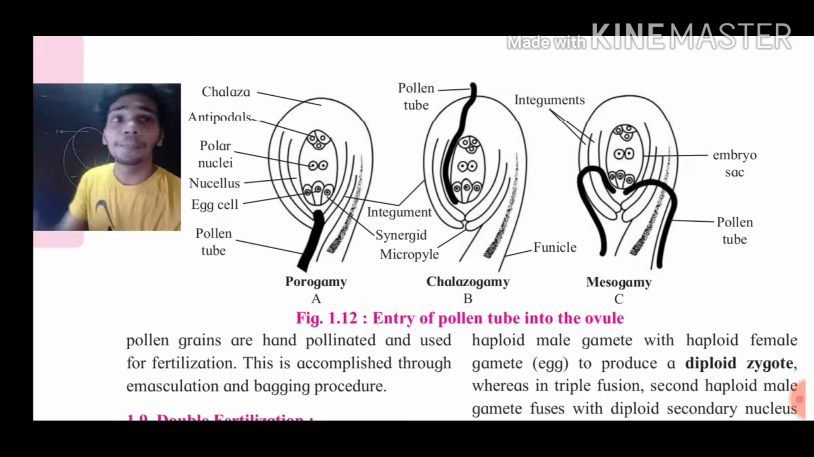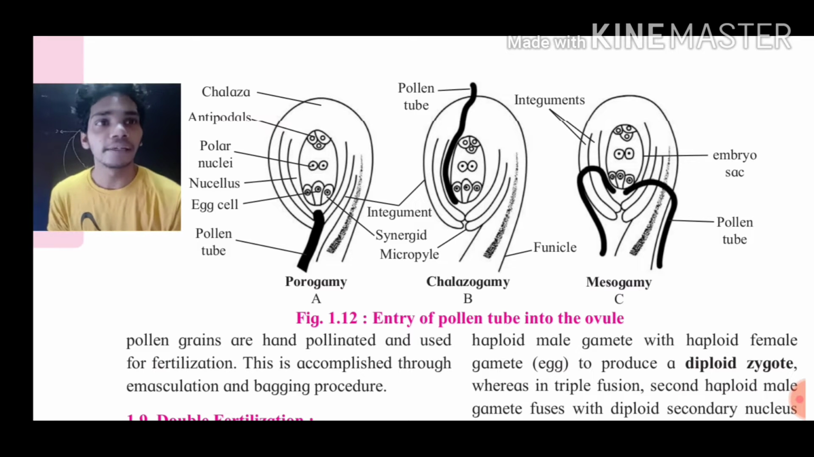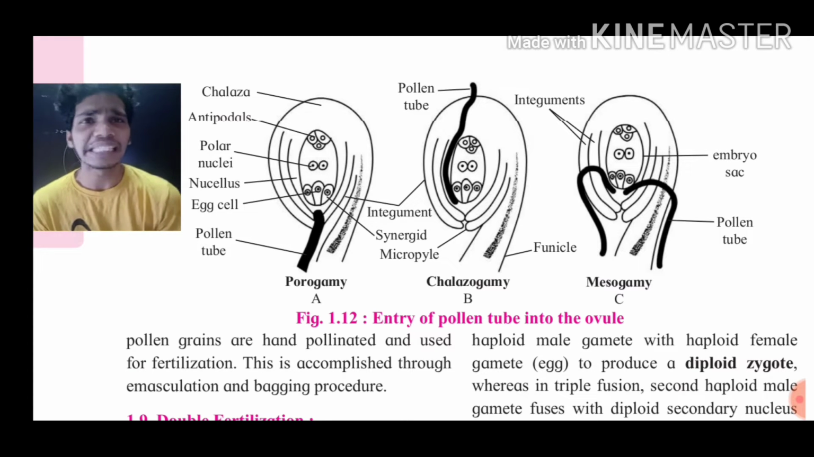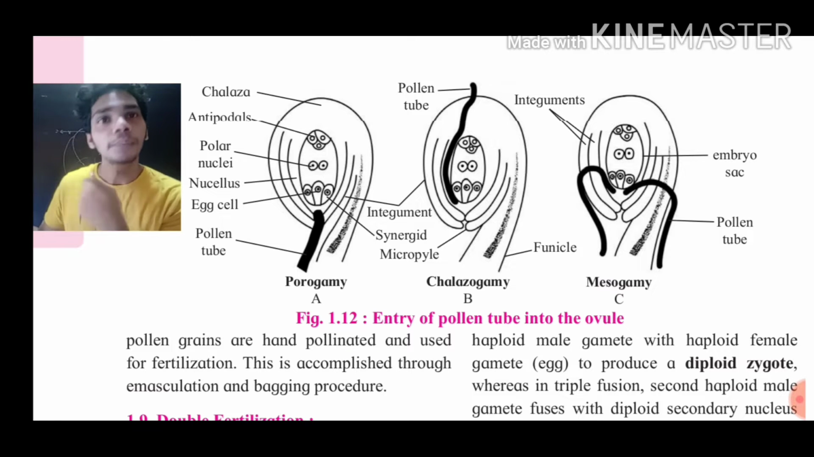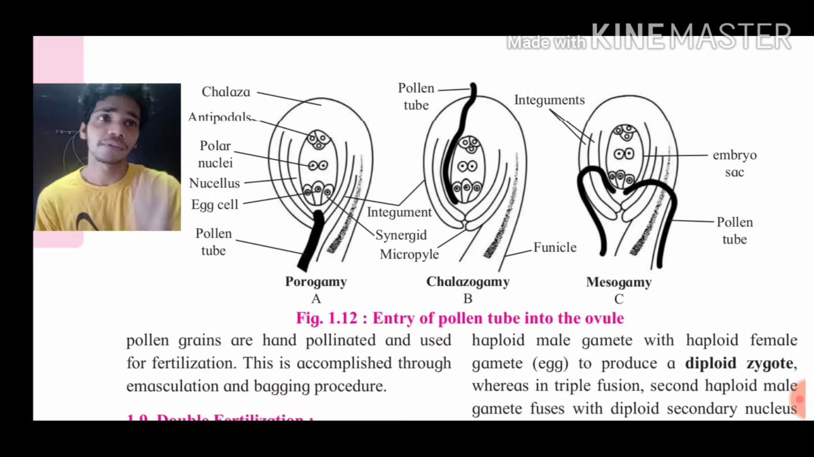If the pollen tube pierces from the chalazal end, it is called chalazogamy. And if it is neither from the micropyle nor from the chalazal end, but pierces from the middle part, it is called mesogamy. So these are the three different routes by which the pollen tube pierces: first, from the micropylar end; second, the chalazal end; and third, mesogamy, from the middle part. These are the three varieties we have to study.